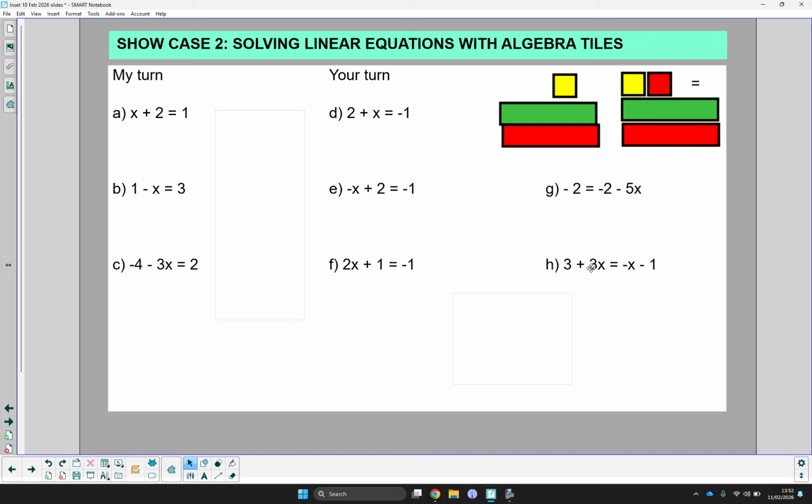The idea of a variable on each side, so this question H here is actually a 4th level question, and the approach can be taken there. You can use algebra tiles for that. We just build the expression on each side.